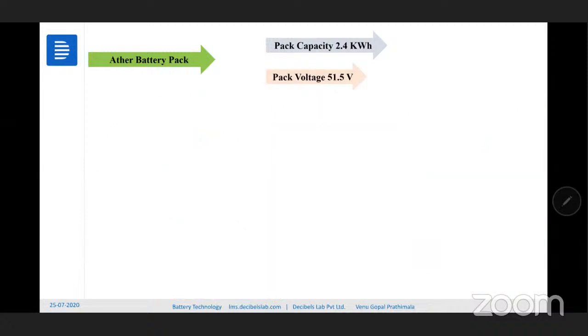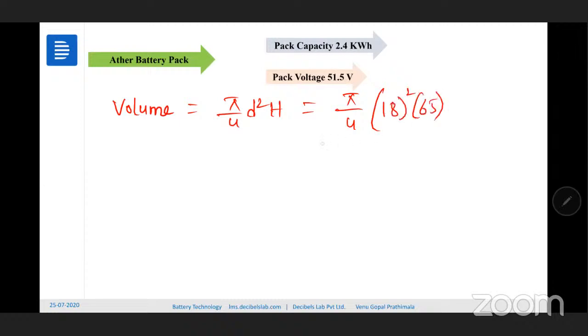And similarly, if you want to calculate the volumetric energy density, first we have to calculate the volume. So volume equals pi by 4 d square h. If you remember, we have already calculated the volume for the 18650 cell, because here we are using the ICR 18650 26FS cell. So the volume is pi by 4, D is 18 mm whole square and H is 65. So this will be 16.54 centimeter cube, after converting from mm to centimeter cube.